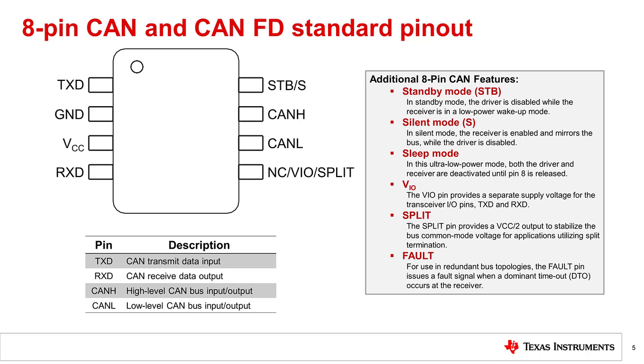The VIO pin provides a separate supply voltage for the transceiver IO pins TXD and RXD. The less common split pin provides a VCC over 2 output to stabilize the bus common mode voltage for applications using split termination. Fault is even less common than split on 8-pin transceivers.